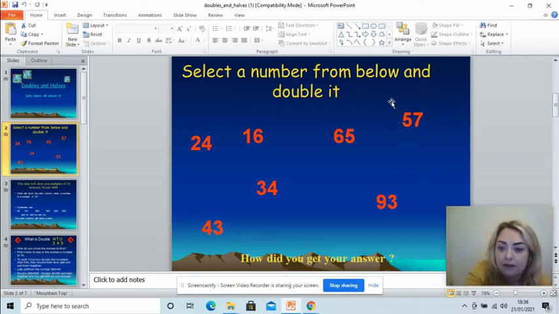We can do this any other way. So, for example, if I picked 57, in our tens column we have 5, so that would make it 50. And then in our units column, we have 7. So I know double 50 is 100, and then double 7 is 14. So add them both together, we have 114.